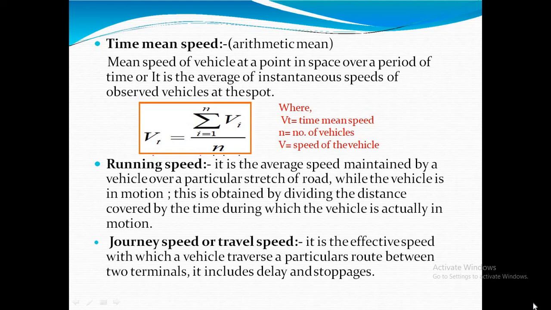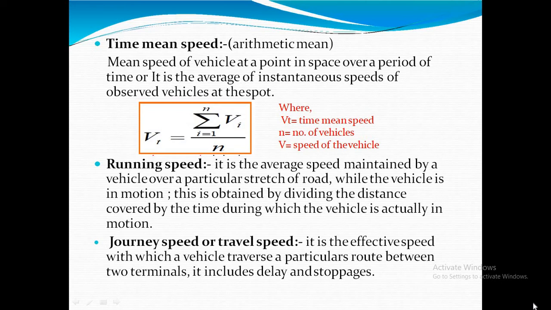highways. And here another point is running speed. It is the average speed maintained by a vehicle over a particular stretch of the road. It depends upon the road. So we need to maintain a constant speed while the vehicle is in motion. This is obtained by dividing the distance covered by the time during which the vehicle is actually in motion.